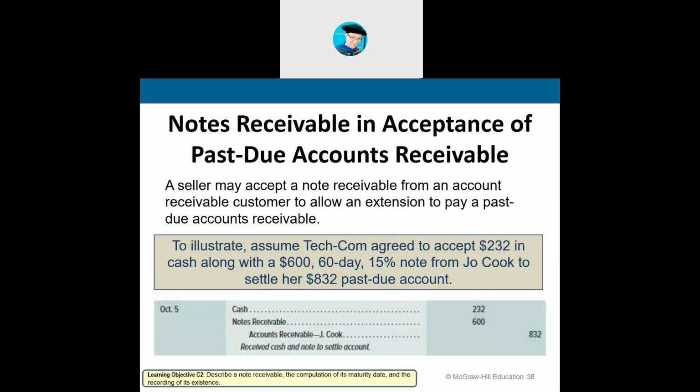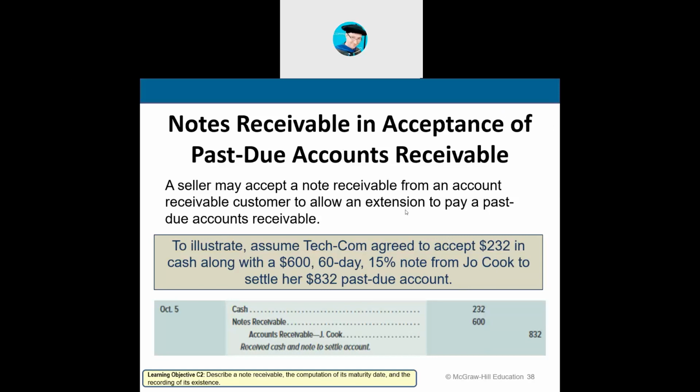Okay, we had a company that agreed to accept $232 in cash along with a $600 60-day note payable. In other words, I'm accepting two forms of payment here. One's a note that the customer will pay us in the future, and they're also paying us cash for a sale that we made. So we debit cash 232, debit note receivable 600, credit accounts receivable 832.